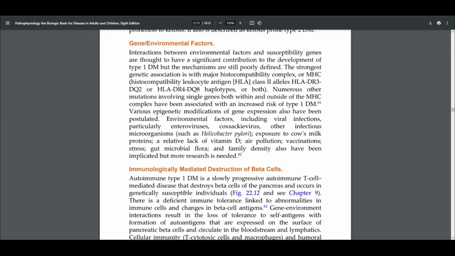Environmental factors, including viral infection, particularly enterovirus, Coxsackie virus, or other infectious microorganisms like Helicobacter pylori, exposure to cow's milk protein, a relative lack of vitamin D, air pollution, vaccination, stress, gut microbial flora, and family density have all been implicated, but more research is still needed.